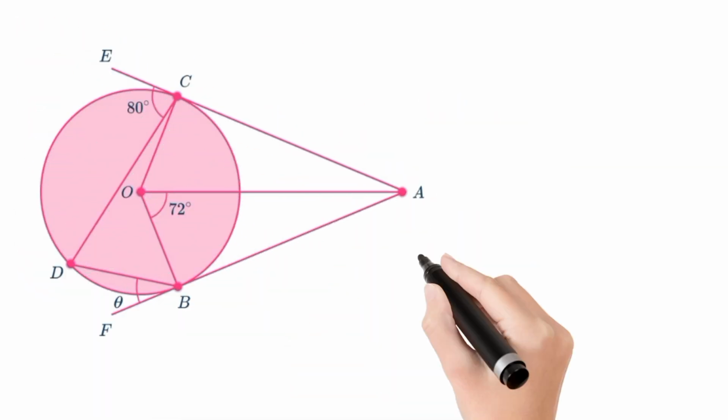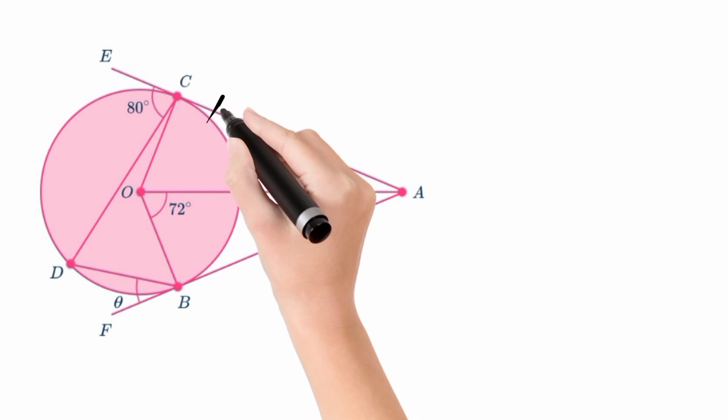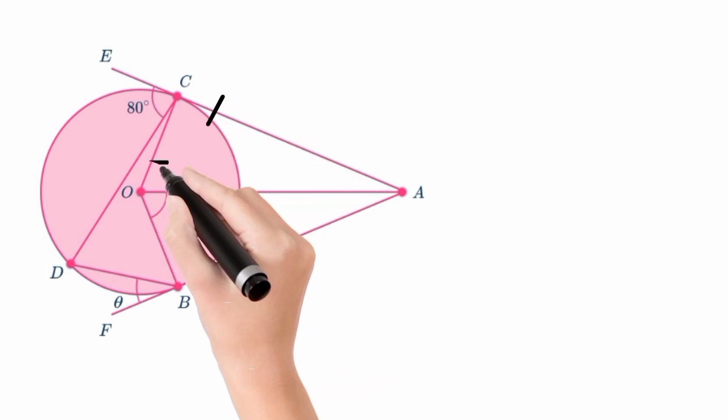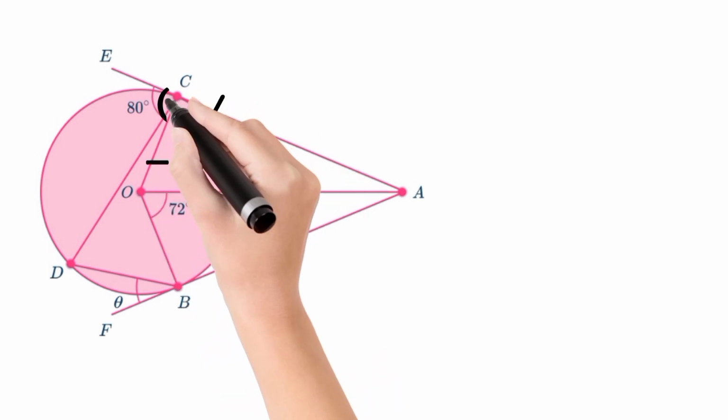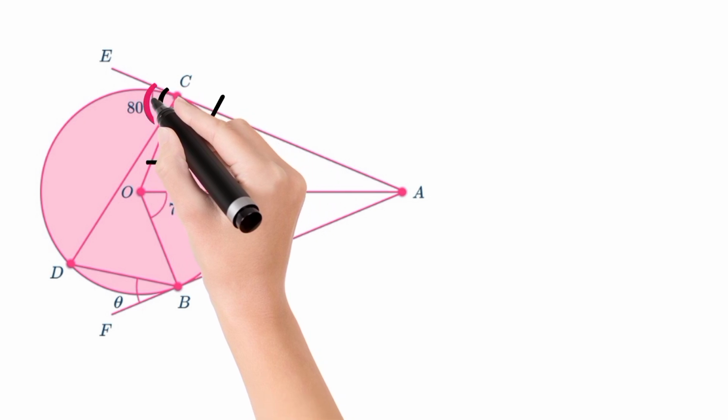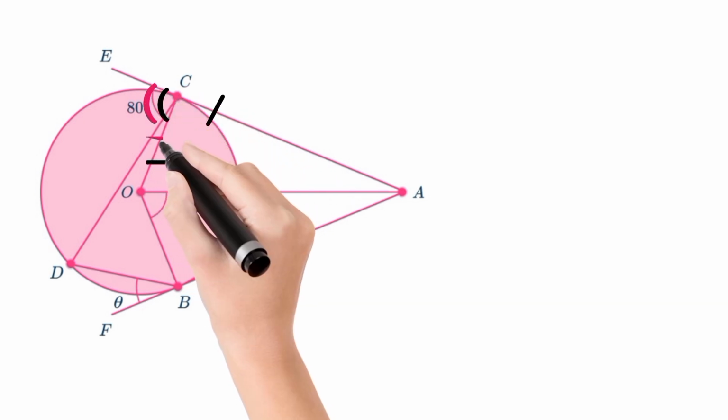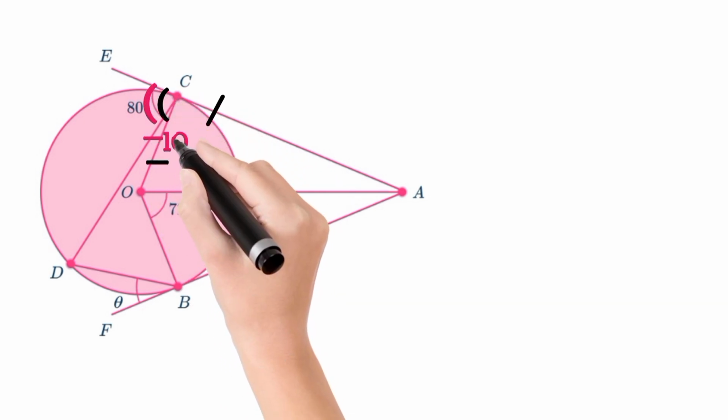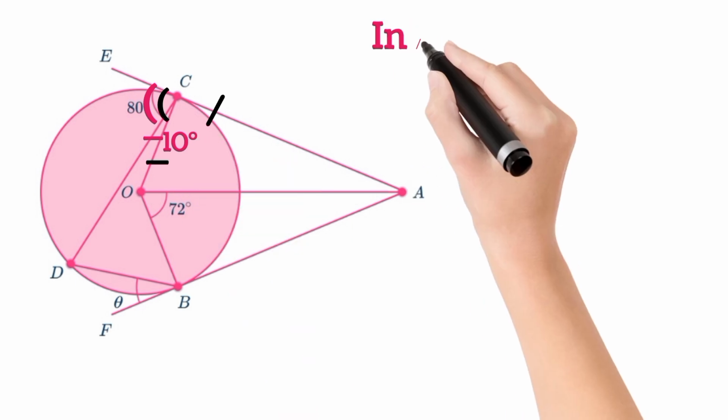This is the given figure. AE is tangent to the circle, OC is a radius of the circle and the radius is perpendicular to the tangent. So this angle will be 90 degrees. This angle is 80 degrees. So this angle will be 10 degrees. 90 minus 80, that is 10.